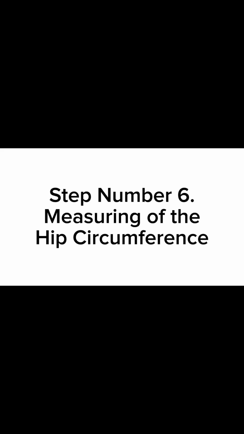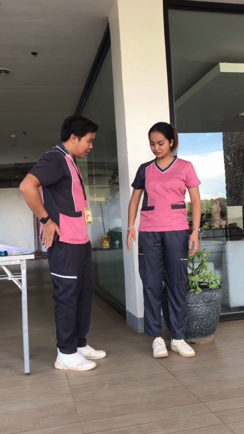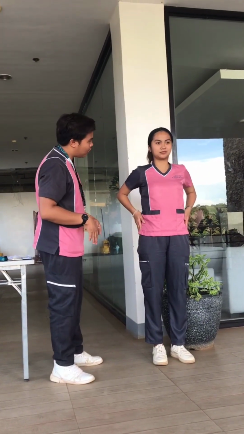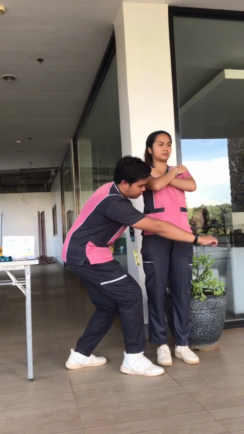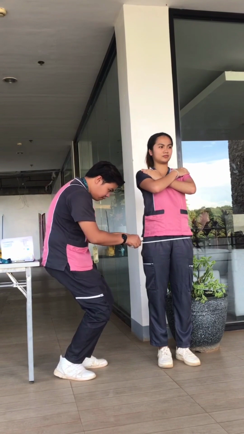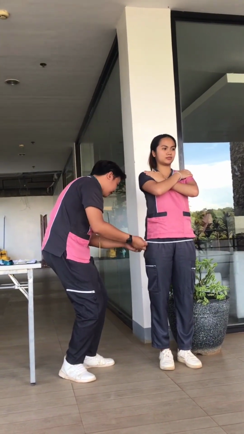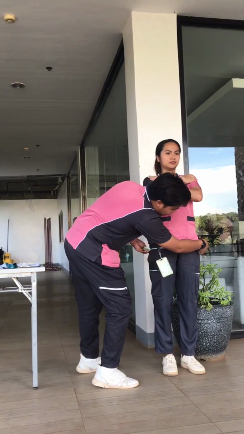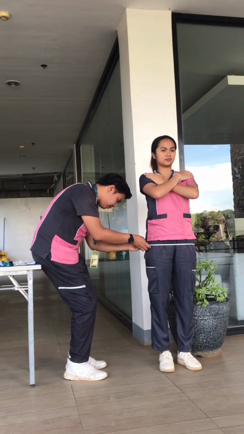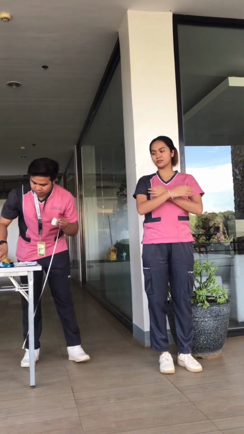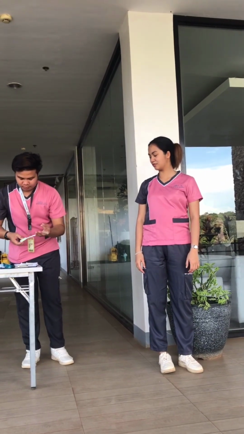Step number 6. Measuring of the hip circumference. In taking the hip circumference, find the widest part of the buttocks. If the patient is uncomfortable, then they can place their own hand to locate their buttocks. At this part, place the tape and measure around the buttocks and hips. Record the finding to the nearest centimeter. At this point, you can do the measurement twice for accuracy.